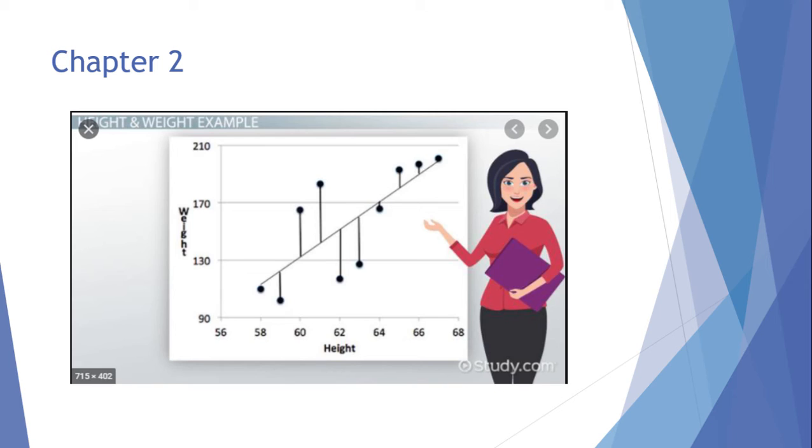And then you see how some of the dots are above the line, some of the dots are below the line. That's the deviance, the distance. Those straight vertical lines that you see, that's the distance from the dot to the line. That's the deviance or the error.